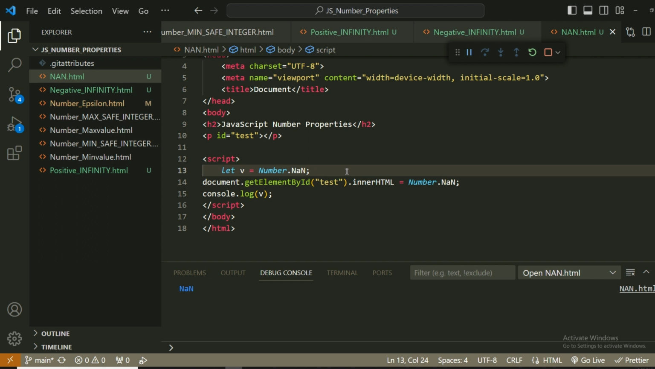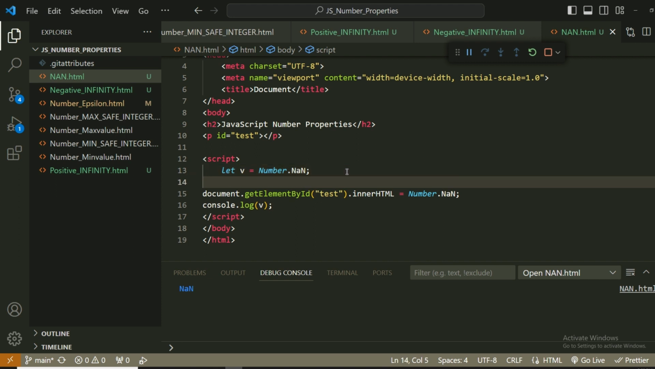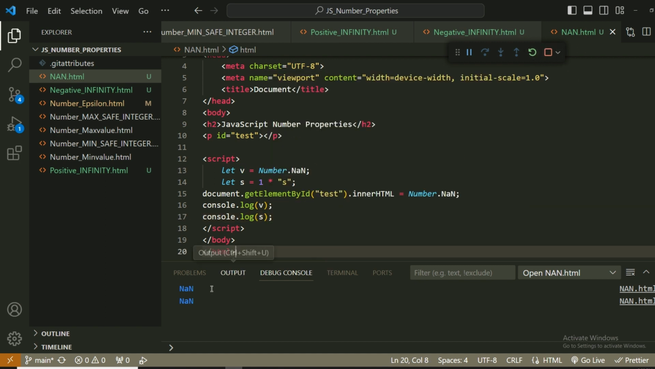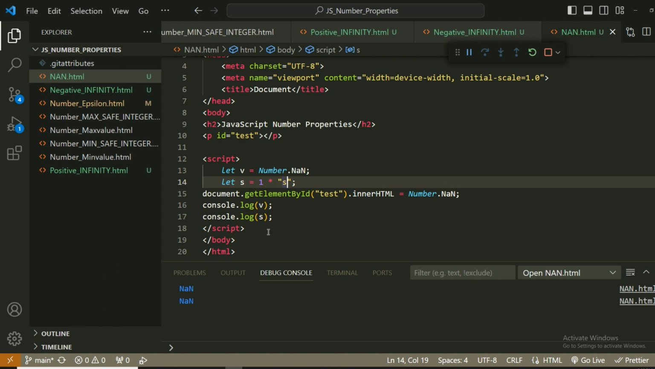Even if you try to do an addition or a subtraction, or let's say if I try to do let s equals 1 times a string, and then I try to print s, that will also give you not a number, because we are trying to multiply a number with a string, so definitely that answer would be not a number.